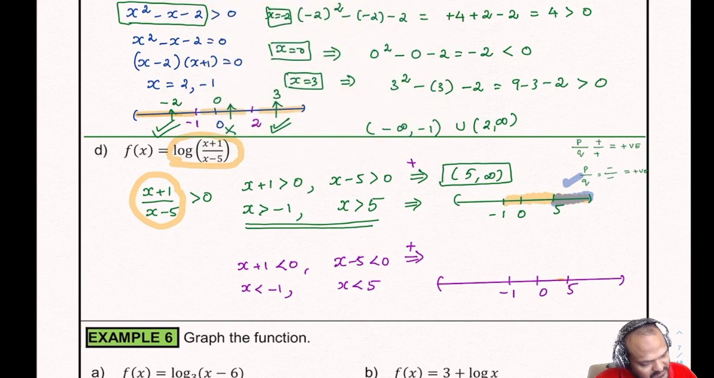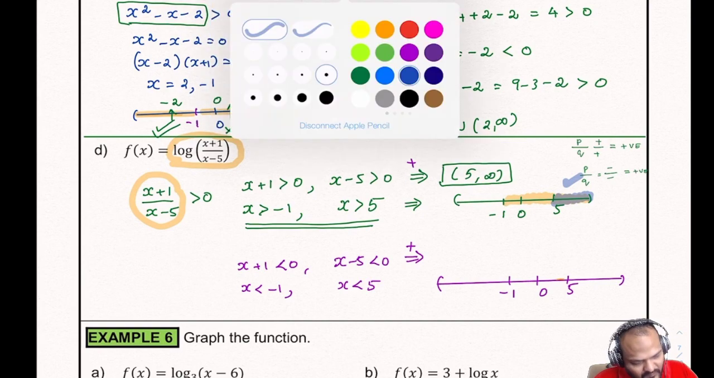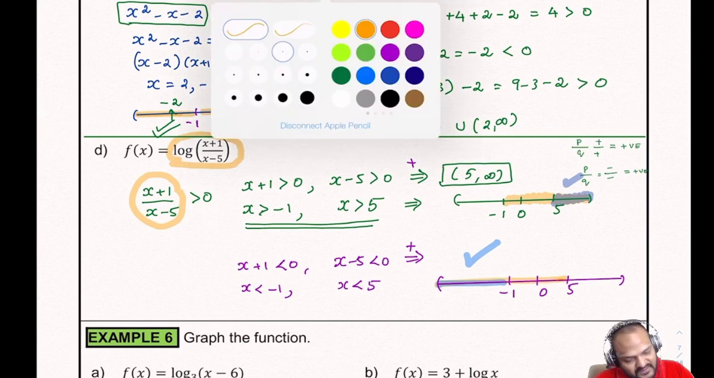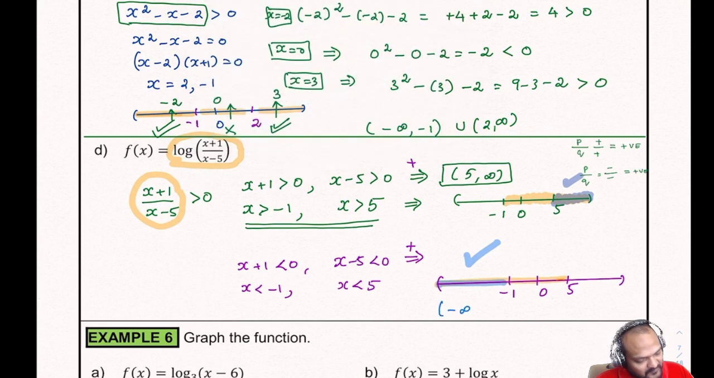In this interval, x minus 5 is negative. In this interval, x plus 1 is negative. So together, both are negative. Since both are negative, the ratio between them is going to be positive. So the interval in this case would be negative infinity all the way up to -1. So here we have another interval where my rational function is positive.